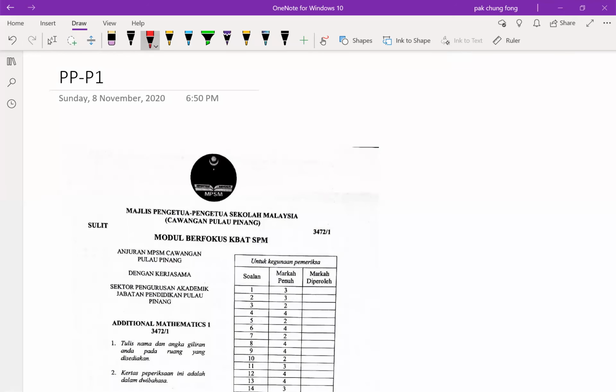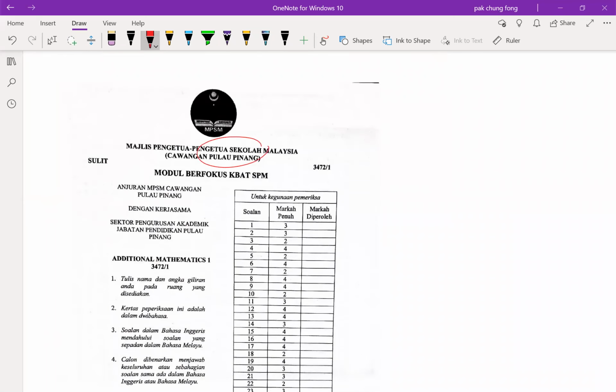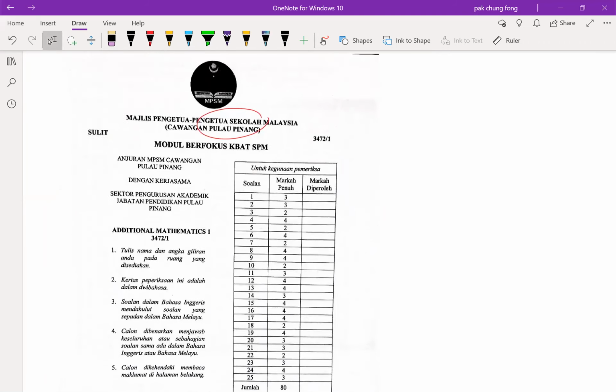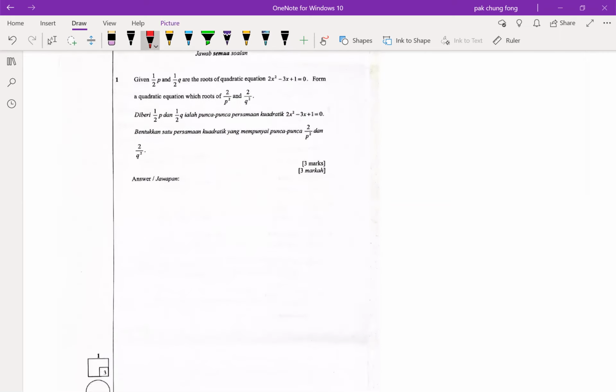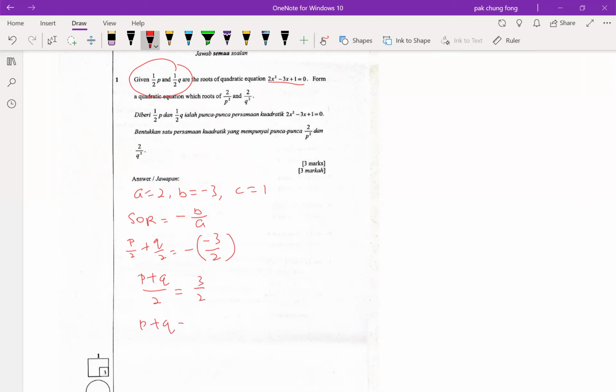OK, so this paper is P.Pinang, 2020. OK, first question, 1/2p and 1/2q roots. So I write my value A, value B and value C first. I do my SOR based on these roots. My SOR formula is negative B over A, so P over 2 plus Q over 2 equals negative, your B is negative 3 over A. So simplify it, P plus Q over 2 equals 3 over 2, so P plus Q equals 3, moving the 2 across to multiply.